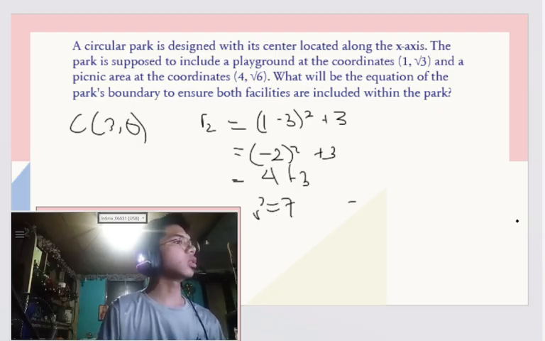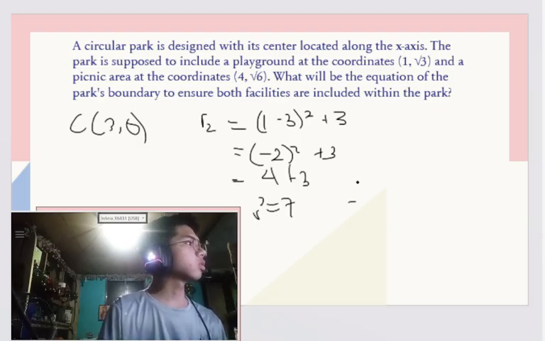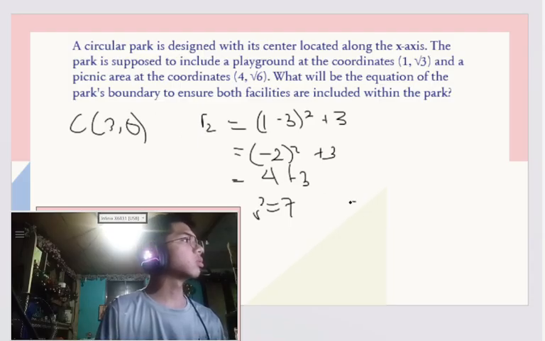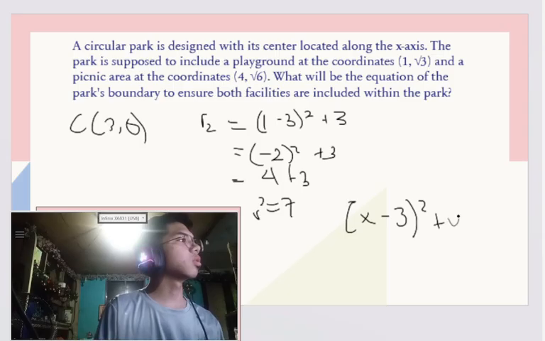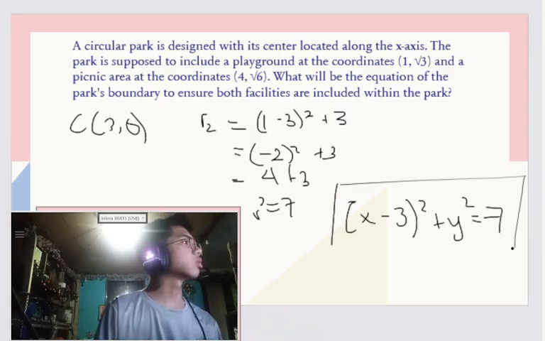So to find the equation, you just have to put it in the formula, which is (x minus 3) squared plus y squared is equal to 7. So this is the equation.